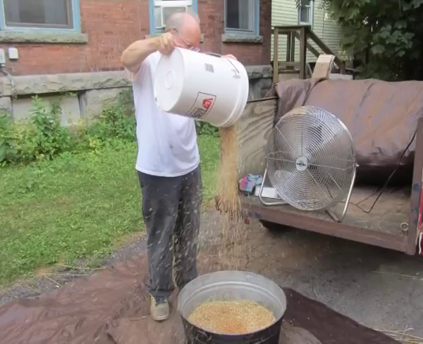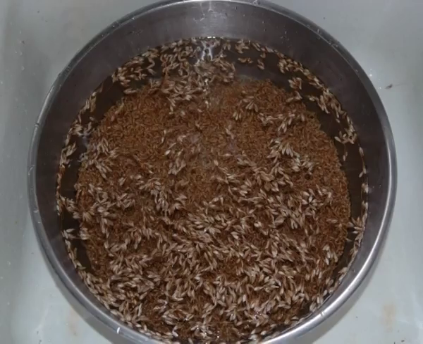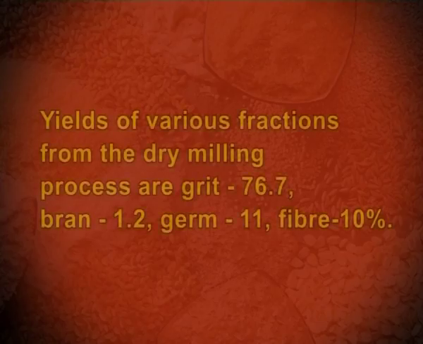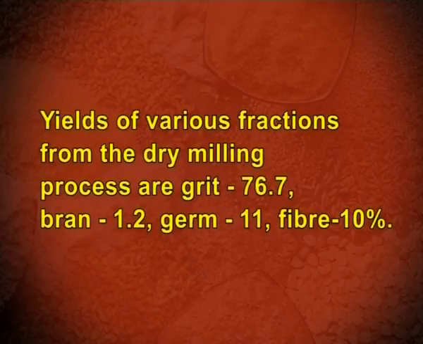Dry milling. The dry milling process starts with the cleaning of grains. The cleaned grain is conditioned by addition of water to soften the endosperm and milled by the conventional roller mills to separate endosperm, germ and bran from each other. The endosperm is recovered in the form of grits with the minimum production of flour. Yields of various fractions from the dry milling process are grit 76.7%, bran 1.2%, germ 11%, fiber 10%. Bran and germ are further processed, as in the case of maize, by dry milling for the preparation of oils and feeds.